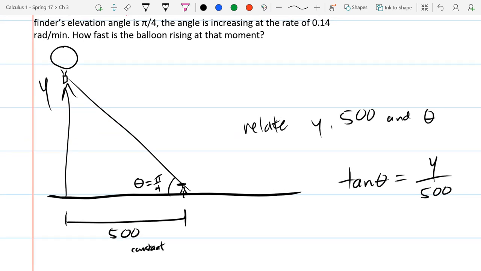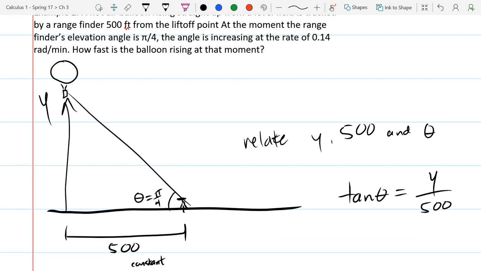How many actual variables do we have? Two. There's three things that are related, but one of them is constant. So there's only two variables. So this is perfect. You want two variables. Sometimes you have to deal with three, but in this case, whenever you can, get down to two. So we're already at two variables.